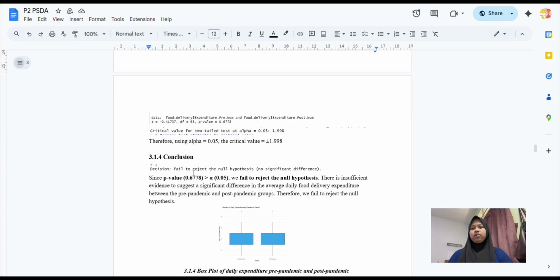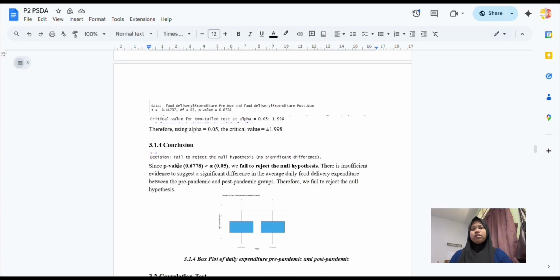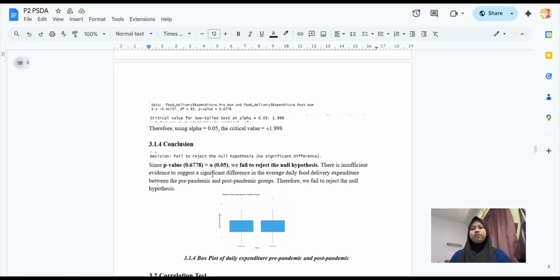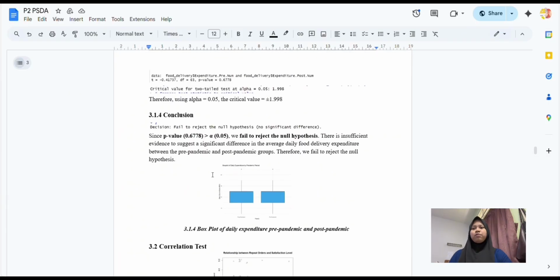In conclusion, since the p-value 0.6778 is bigger than alpha 0.05, we fail to reject the null hypothesis. There is insufficient evidence to suggest a significant difference in the average daily food delivery expenditure between the pre-pandemic and post-pandemic groups. Therefore, we fail to reject H0.